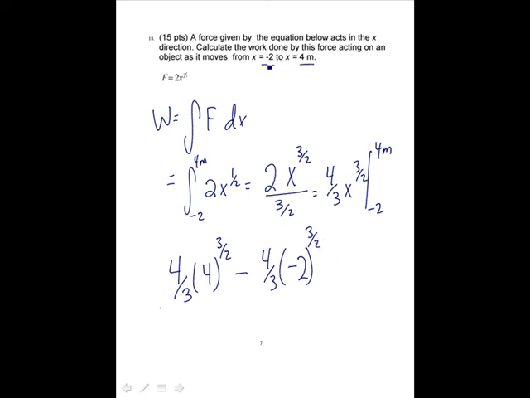Actually, this is going to be a problem. I'm going to change this to go from +2 to 4 meters. I'll change this on your test, because you can't take the 3/2 root of a negative number. So this is 4/3 times 4 to the 3/2, which is 8, minus 2 to the 3 halves, which is 2.8. This is equal to 6.9 meters.